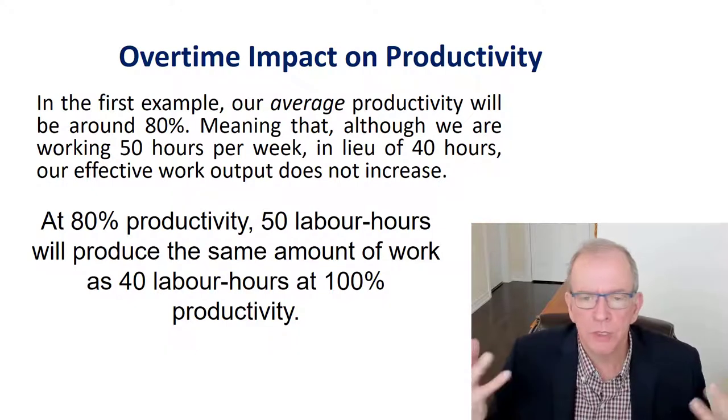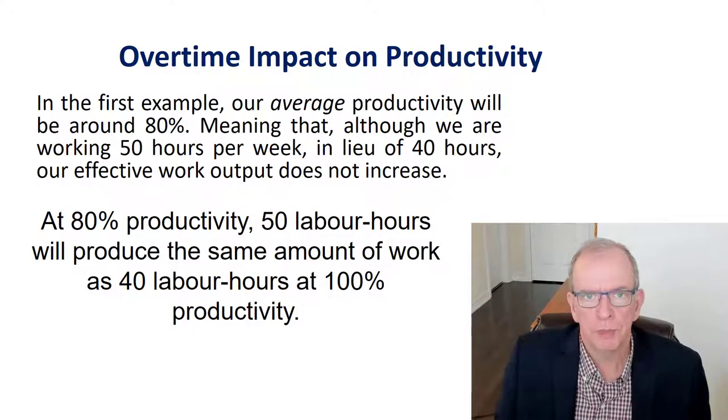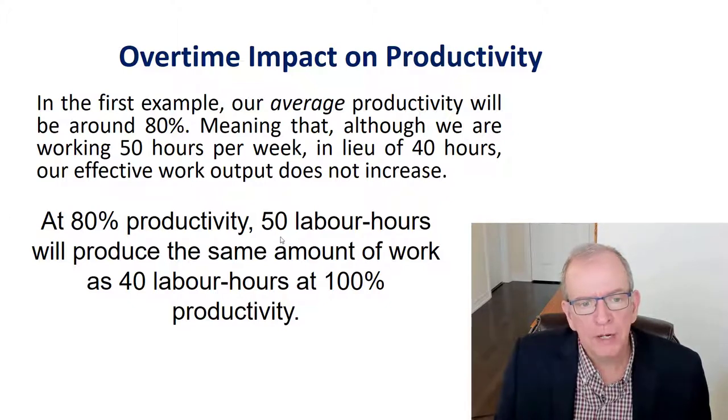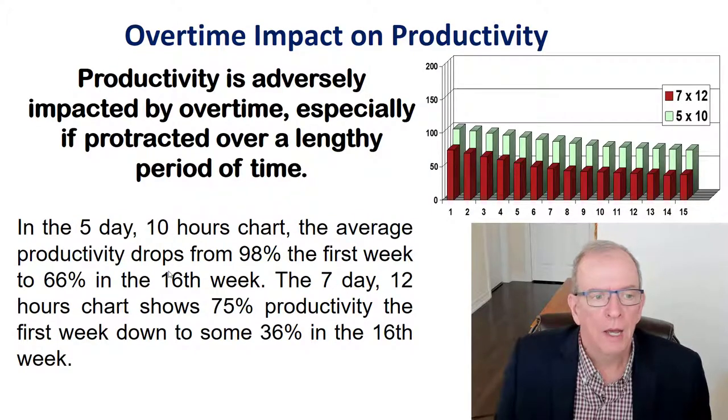If you're bringing in extra resources, that probably won't be the issue, but sometimes it can be an issue, right? In the first example, our average productivity will be around 80%, meaning that although we are working 50 hours per week in lieu of 40, our effective work output does not increase. At 80% productivity, 50 labor hours will produce the same amount of work as 40 labor hours at 100% productivity.